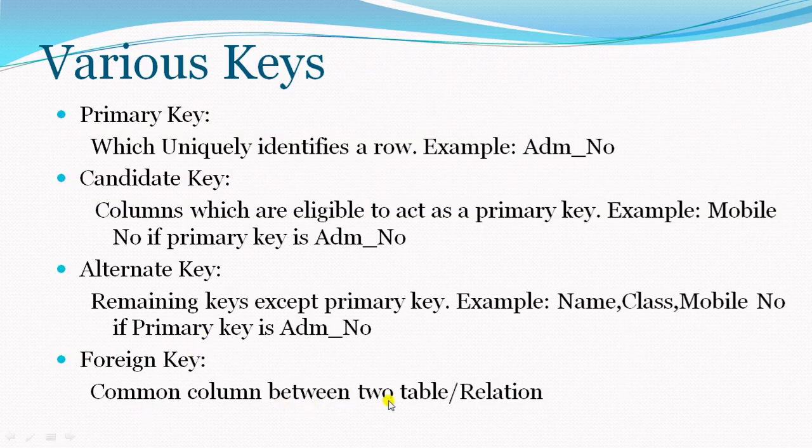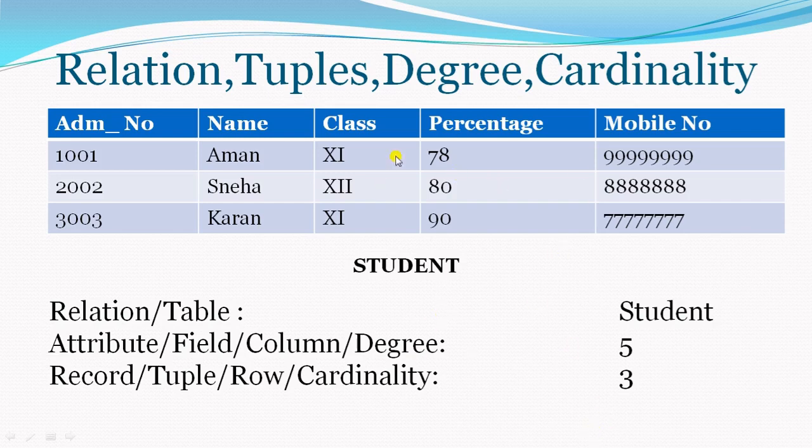Foreign key, I cannot show you the example rightly because for that we need two tables. A common column between two tables or two relations. If in the student table I have this column admission number, in a teachers table also I have the same column admission number, so admission number will become the foreign key for both the relations, student and teacher. I hope you have understood.